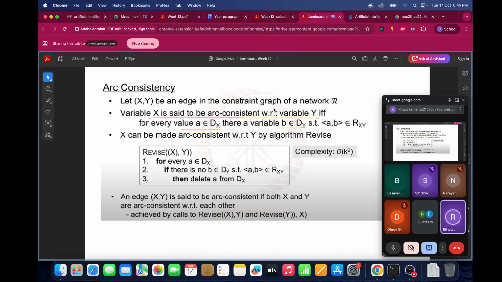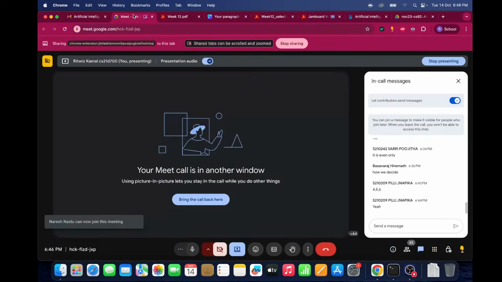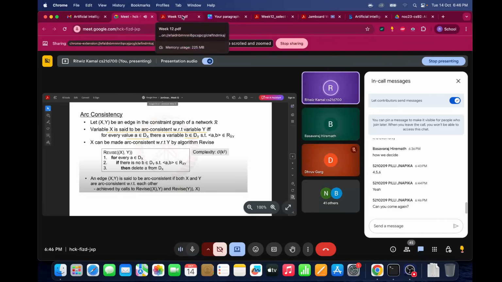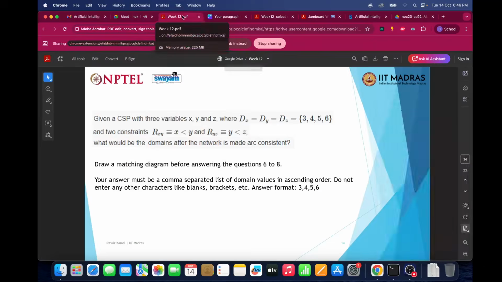Variable x is said to be arc consistent with respect to variable y if and only if for every value a in the domain of x there is a value b in the domain of y such that a and b satisfy the constraint between x and y. Is this statement clear to everyone? Any doubts in this statement? Clear, sir. Great.